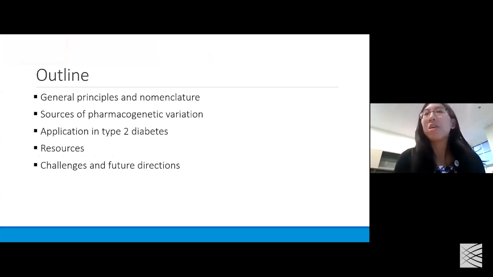Here is the outline of the talk. So we'll start off with some general principles and nomenclature relevant to pharmacogenetics. I'll then dive into different examples of sources of pharmacogenetic variation, discuss how pharmacogenetics has been applied to type 2 diabetes, discuss some resources for those who are interested in pursuing this area, as well as discuss challenges and future directions in the field.